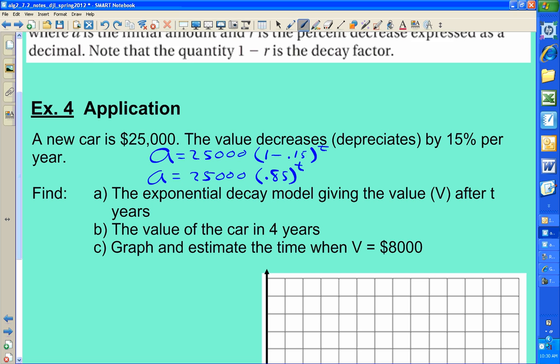So when it says the exponential decay model V after T years, they want V to equal 25,000, your starting amount, times 1 minus R, 0.85, to the power of T. How could you figure out what this car is going to be worth in 4 years? Plug in 4 for T. See if you can do that right now.